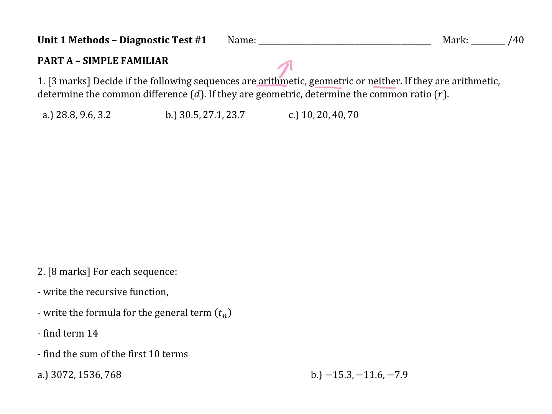Remember, arithmetic sequences have a common difference, geometric sequences have a common ratio. That means arithmetic sequences are an additive pattern and geometric sequences use a multiplicative pattern. Okay, let's look at the first one.